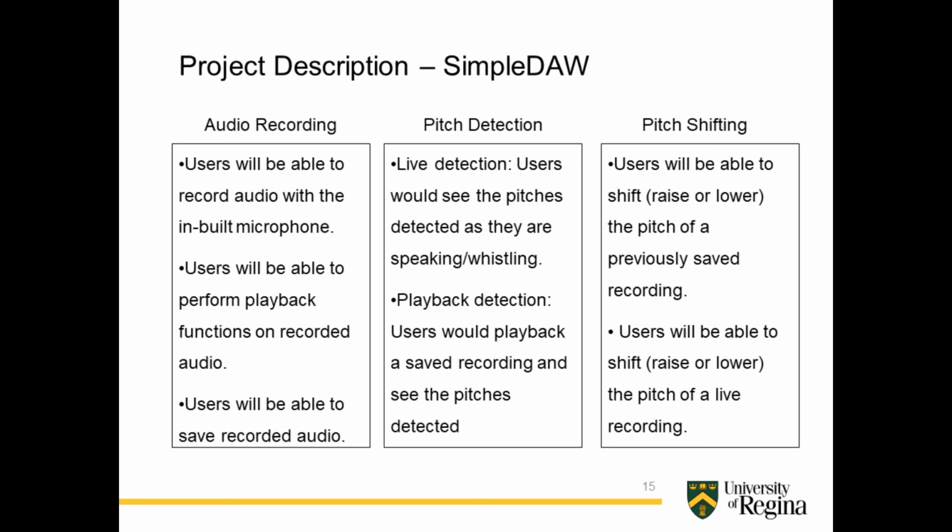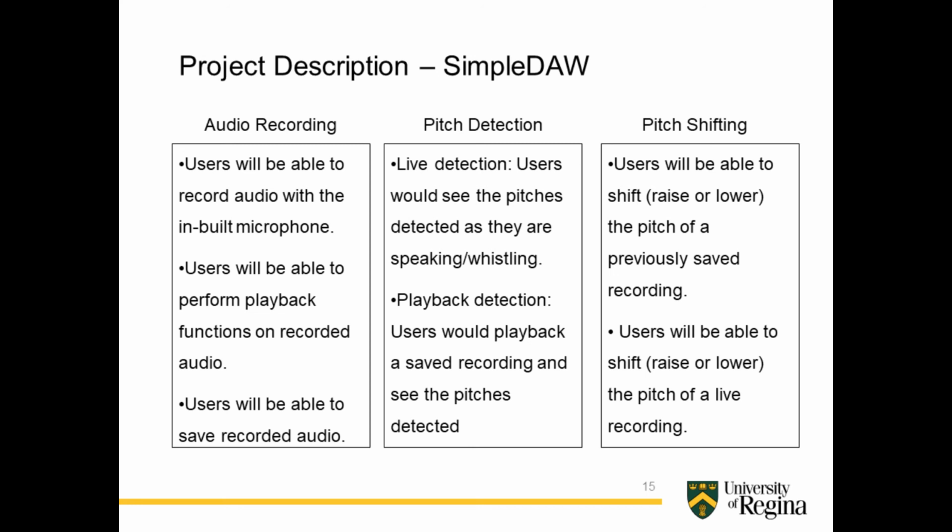If you actually play a real song, the app might have issues trying to recognize all the different pitches in the song, for example. So it will work best if the audio is very clear. Now, playback detection. This is different from live detection in the sense that you can make a recording, save it, and then once you play it back, you can see the pitch of the recording that you did.